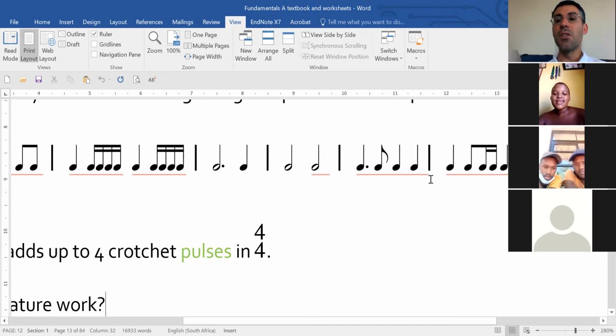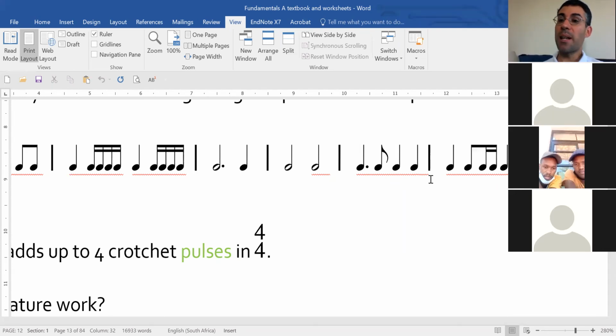Okay? So that's how meter works. It's showing us where the pattern is and how the pattern works.